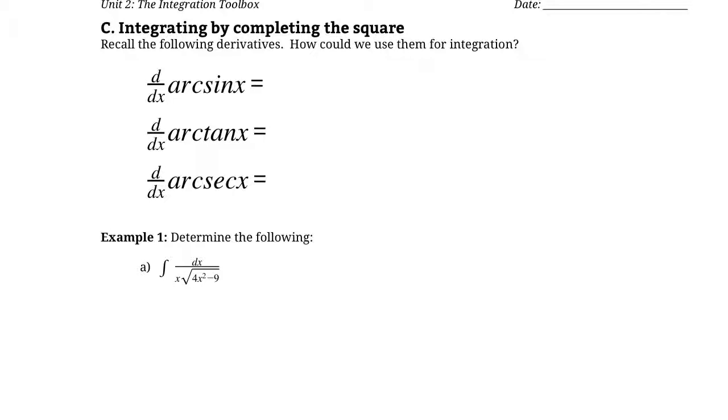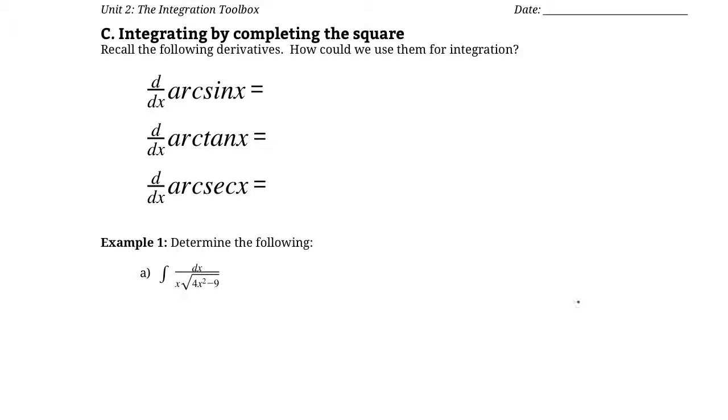So in this video, we're going to look at one more strategy to help us with integration. That's by completing the square and by just using arc sine x, arc tan x, and arc secant x. So let's start off with a quick review. What are the derivatives of these three things?